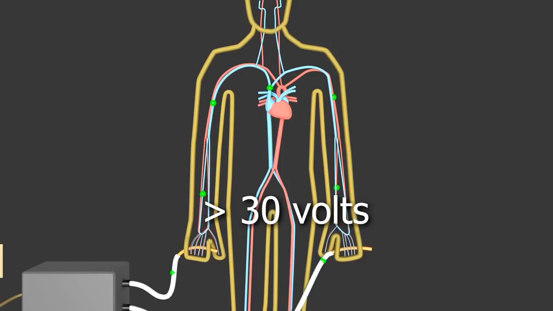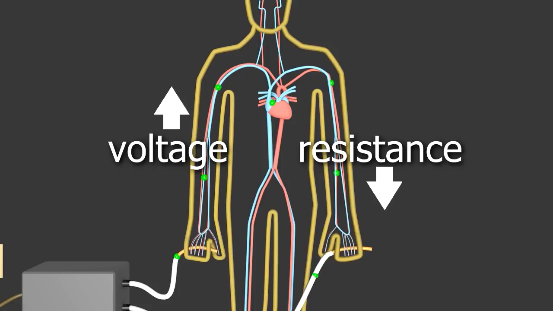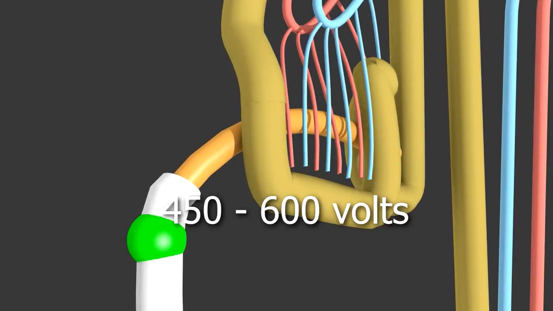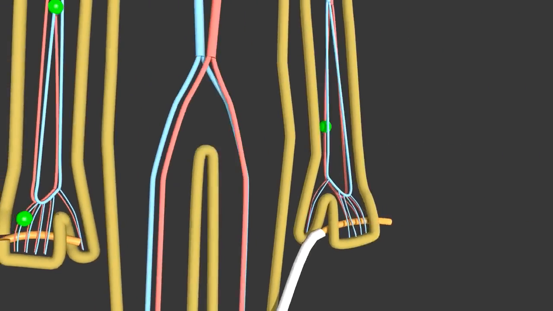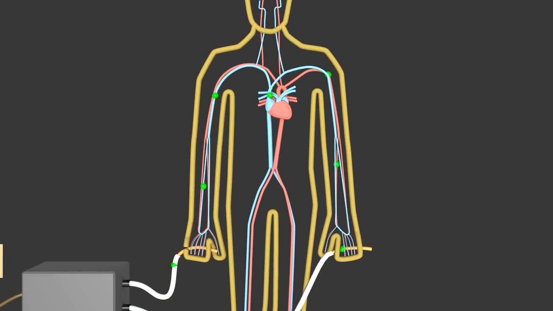The general rule is anything above 30 volts may be hazardous. But the skin resistance doesn't stay constant. The higher the voltage is, the lower the skin's resistance is. And at only around 450 to 600 volts, the skin will break down altogether and allow electricity to easily pass. It'll no longer act as much of a resistor at all.